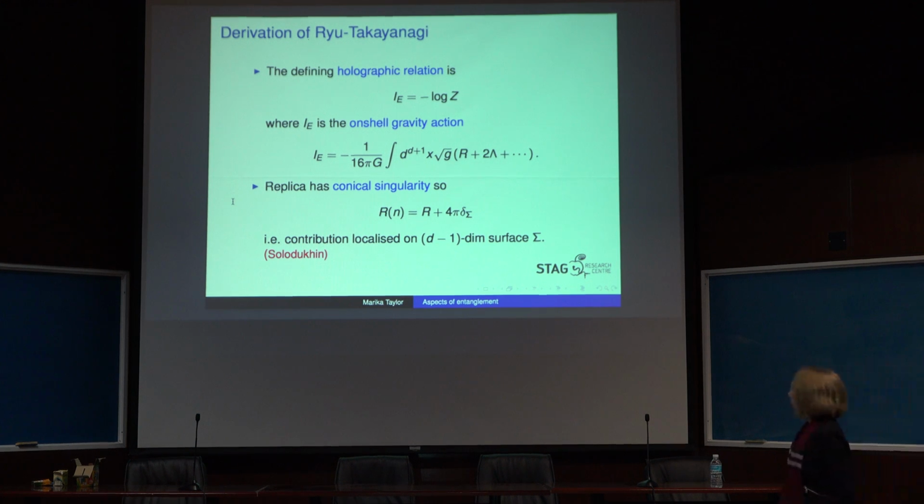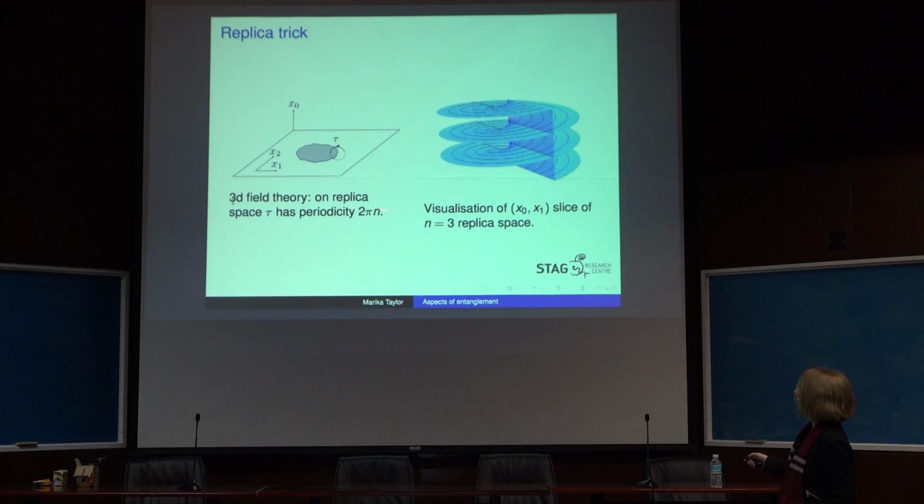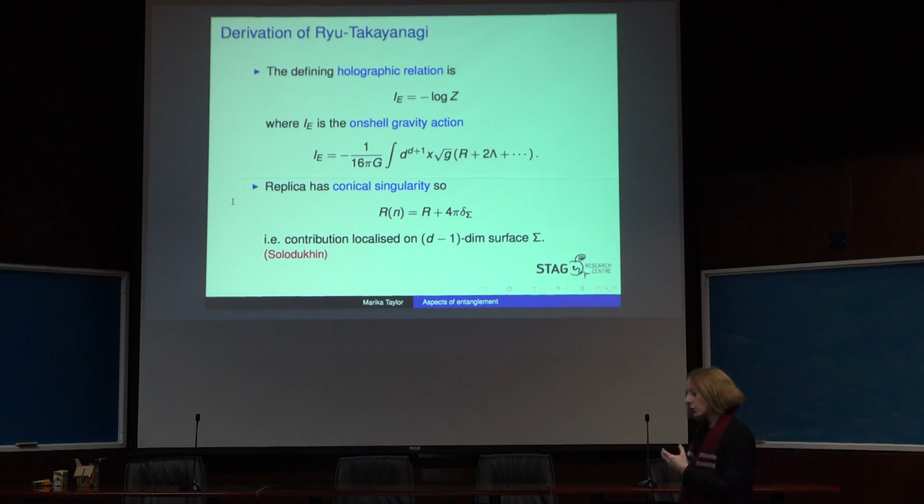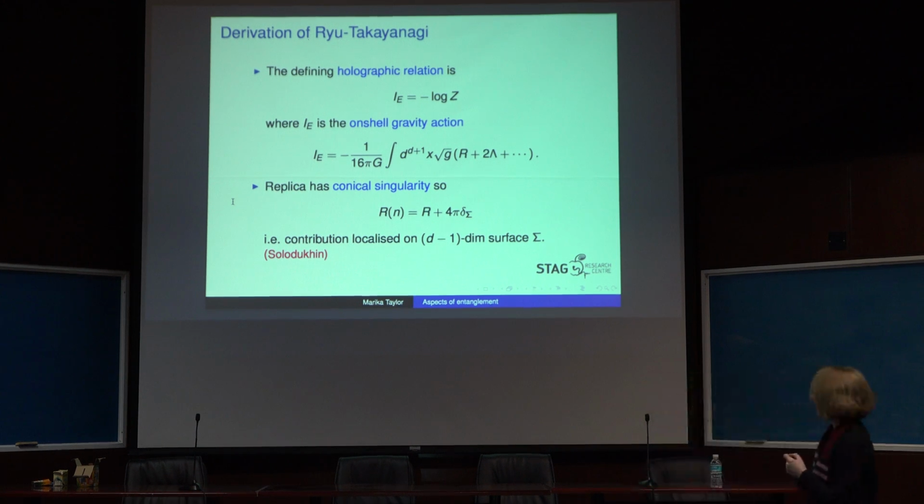The replica space has a conical singularity. So the curvature of the replica space, remember we glued together n copies of the original space, but we've got a conical singularity. Whilst locally, throughout most of the space, the Ricci scalar of the replica space is the same as the curvature of the original space, at the conical singularity you get extra contributions.